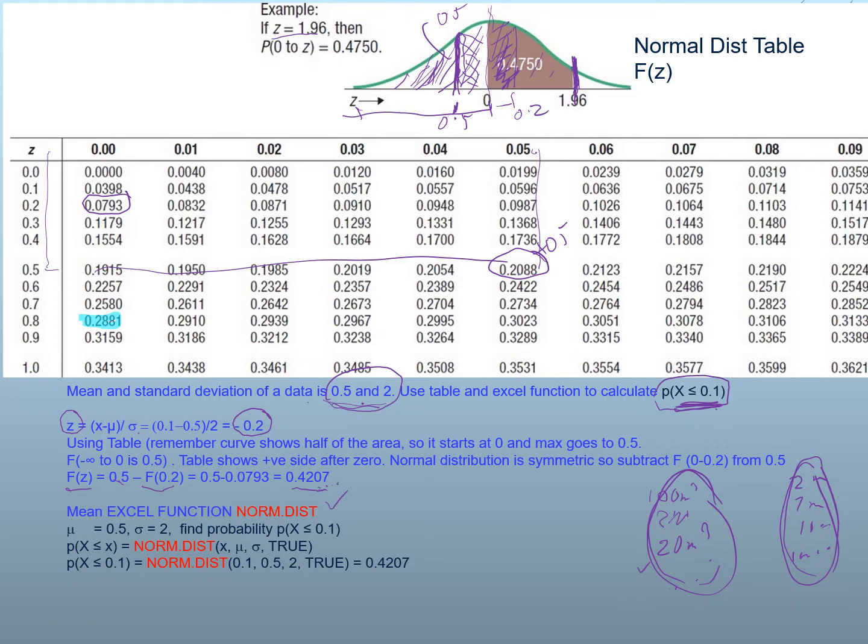And you can also use Excel to calculate. So you use the normal distribution function, NORM.DIST, in Excel, and you put the value of x, you put the value of mu and sigma, and if it is true, which means the cumulative, then it will give you the value of the probability.